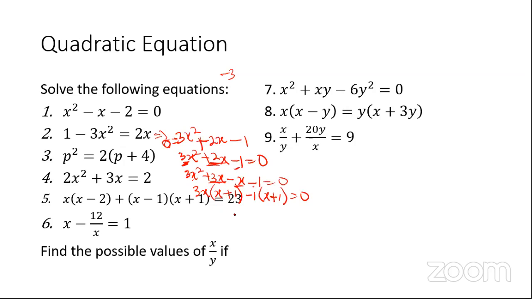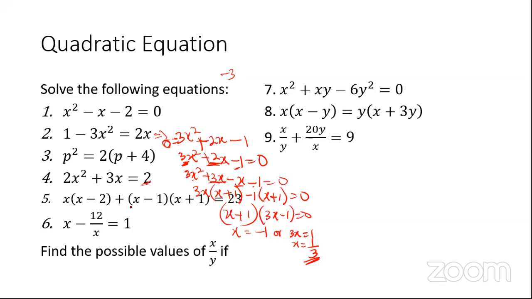So x plus 1 is common, then 3x minus 1 equals 0. So you can say x equals minus 1, or 3x minus 1 equals 0. 3x will be equal to 1, then x will be equal to 1 over 3. So that's the solution to that particular one. So the same format for this.